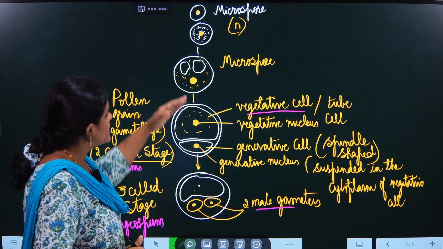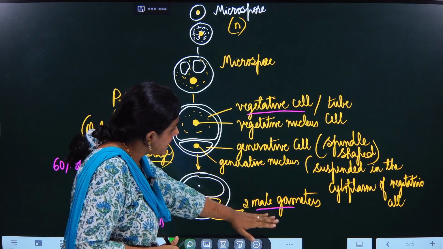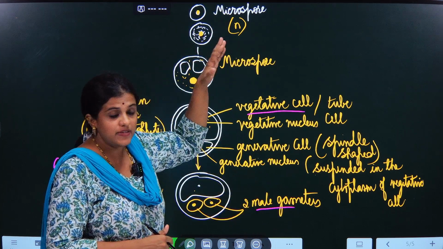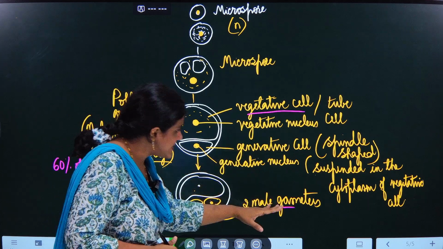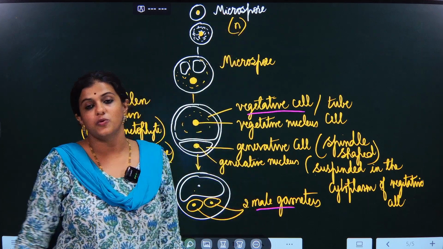So that is all for today. The development of male gametes from the microspore, the development of the pollen grain which contains male gametes from the microspore, is known as microgametogenesis.